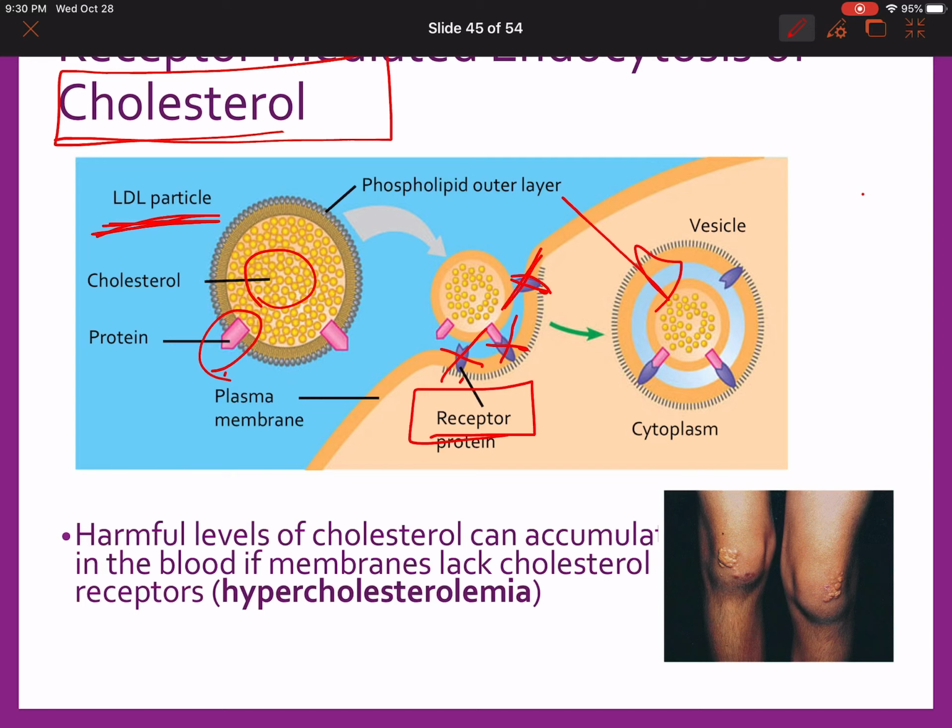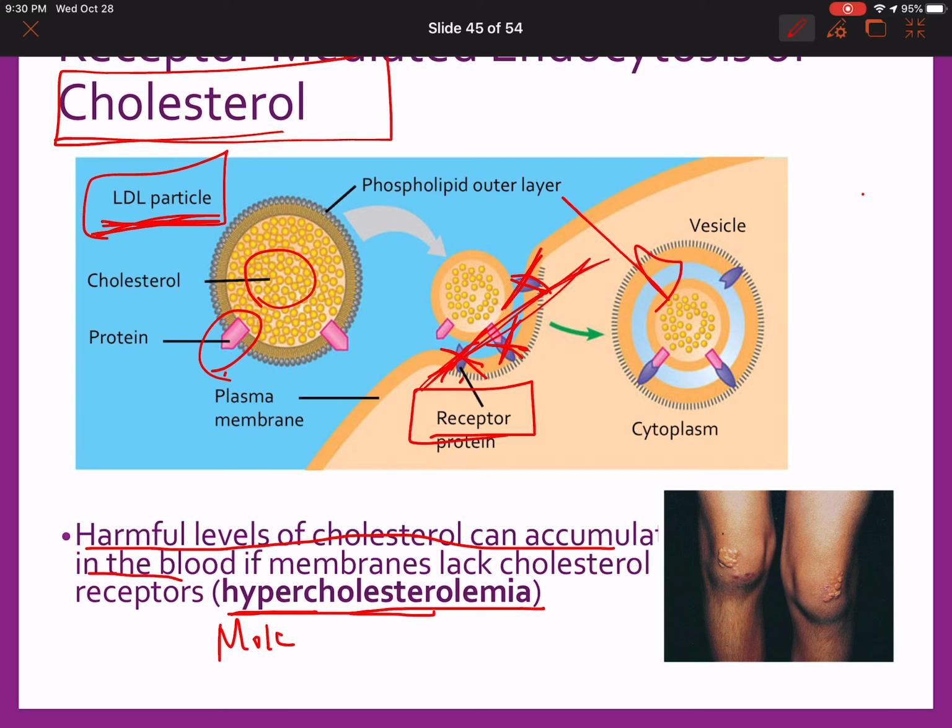There are certain people that have a genetic disease where they don't make the receptors. Because they don't make the receptors, their liver cannot absorb the cholesterol. These LDLs stay in their bloodstream. The disease is called, remember hyper means more, hypercholesterolemia. The cholesterol accumulates in the blood, and it even forms deposits, little pockets of pure cholesterol that form under the skin.